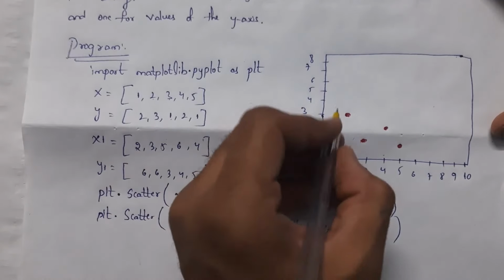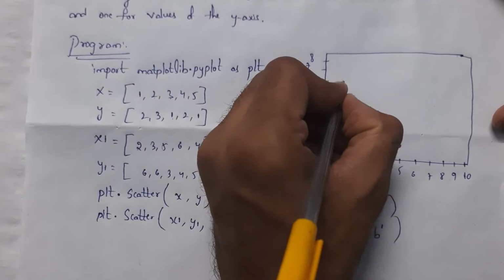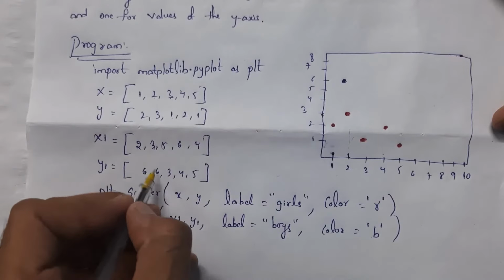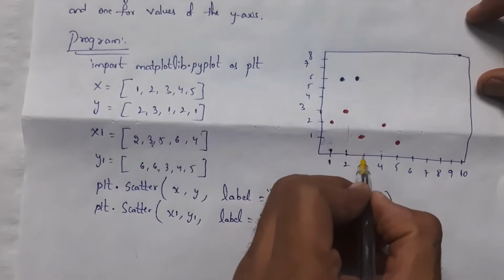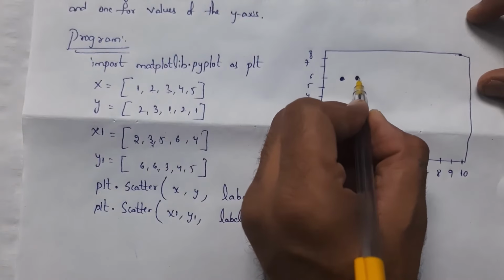Similarly, next boys' results, x-axis 2 and y-axis 6, and color is blue. So 2 and 6 here. And next one, x-axis 3 and y-axis 6, so 3 and 6 here.